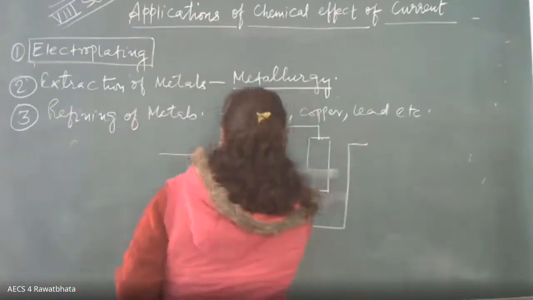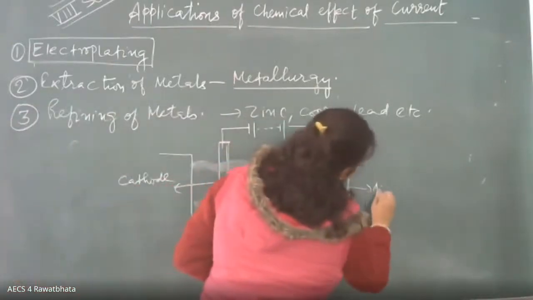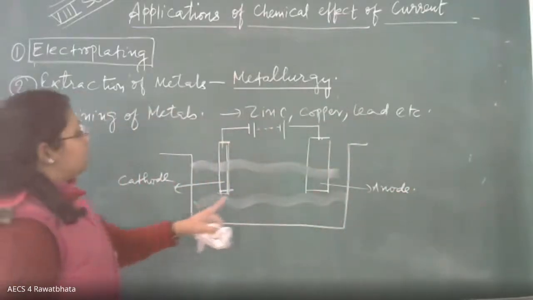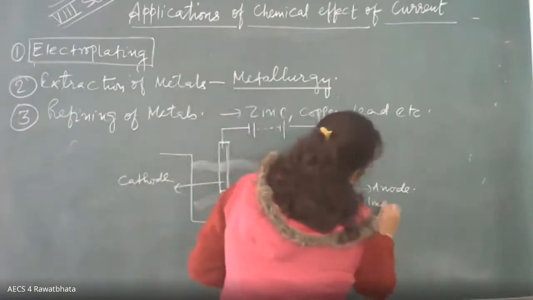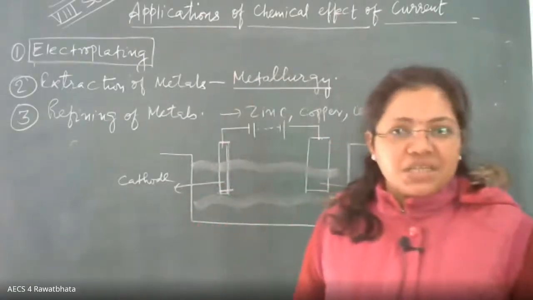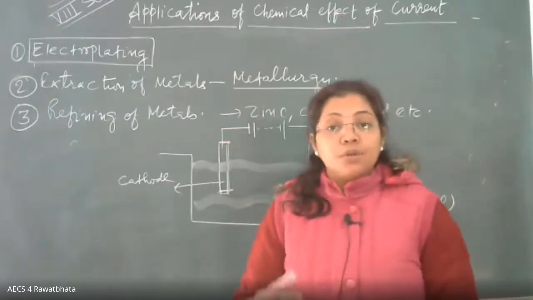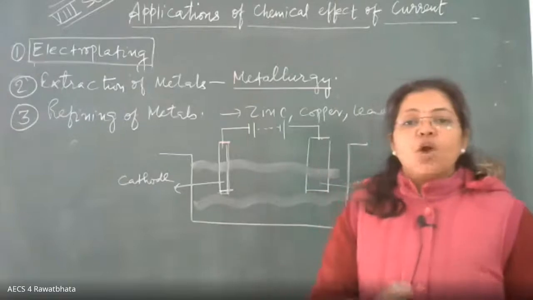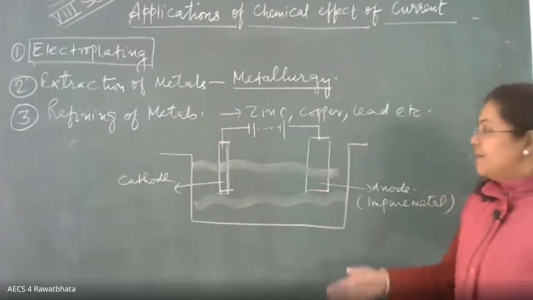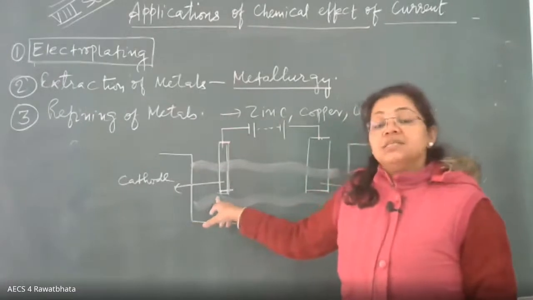Right. So for example, this one is cathode and this one is anode, right? Now what we do is, this anode we make of impure metal. For example, we extracted copper, and after all the processes are complete, the copper we have is impure. Now we have to purify it, we have to refine it. So what we will do is convert that impure copper in the form of rods or plate and make it the anode here, and the cathode will be taken as the same metal.